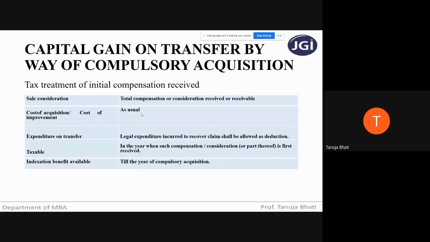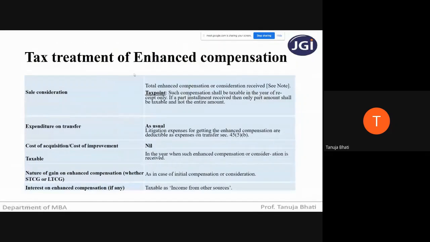Initial compensation is the compensation that has been decided by the government, and enhanced compensation is when the assessee is not satisfied with the initial compensation, he will ask for extra compensation. That extra is called the enhanced compensation. So let us see the treatment for enhanced compensation and then a problem on both. So tax treatment of enhanced compensation.